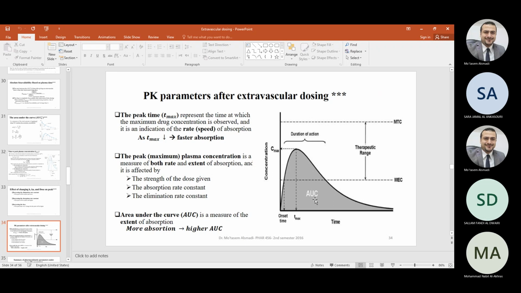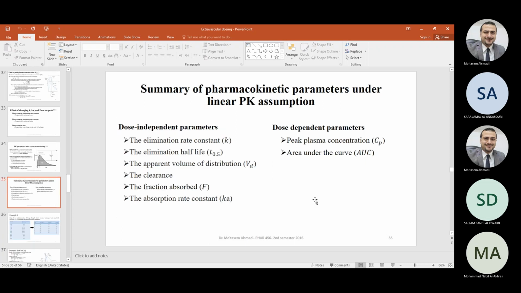You got it? Any questions till now? Anything that's not clear? Okay. Now, as a summary, if I have a linear pharmacokinetic, if I change the dose, what should be the same? Only the dose changes. The route is the same, the formulation is the same, and the dosage form is the same. I change only the strength from, for example, 5 milligrams to 10 milligrams.